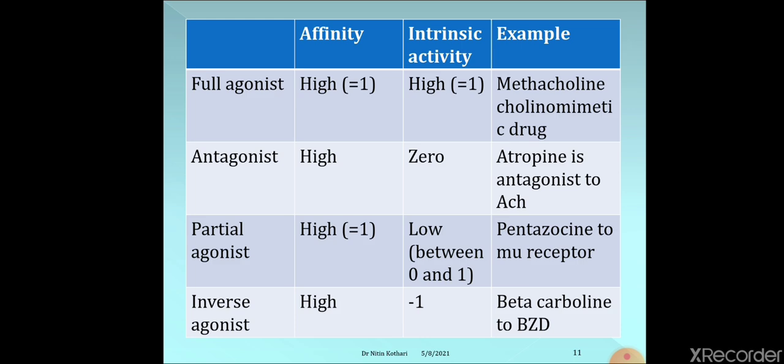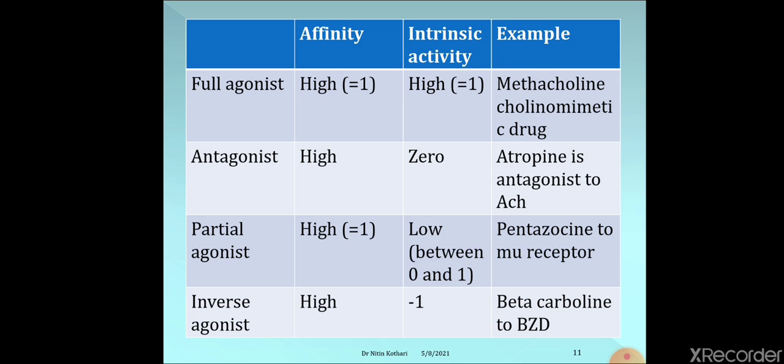Inverse agonist has very few examples in pharmacology. Among them, beta carboline is one. When the agonist drug of the benzodiazepine group binds to the benzodiazepine receptor, they cause sedation, they induce sleep. But when beta carboline is attached to the benzodiazepine receptor, they cause alertness. So you can appreciate here, this is the inverse response, pharmacological response in the opposite direction.